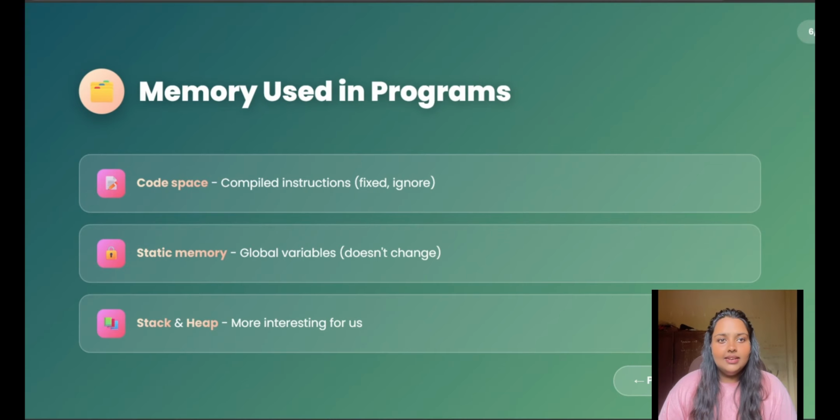Now, to properly understand space complexity, we need to understand how memory is actually used in a program. When a program runs, memory is divided into different areas. One part is the code space, which stores the compiled instructions of the program. This part is fixed and does not depend on the input size, so we usually ignore it when analyzing space complexity. Another part is static memory, which stores global and static variables. This memory is allocated once and also does not change with input size.